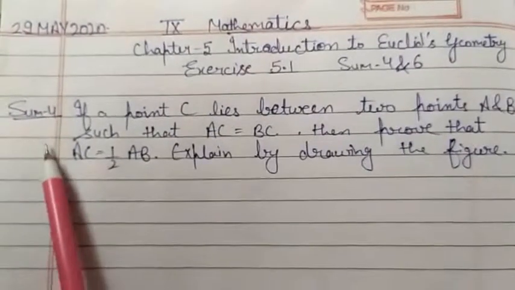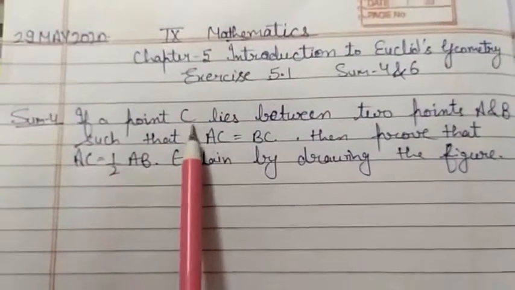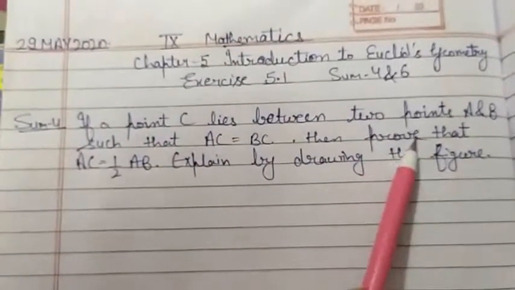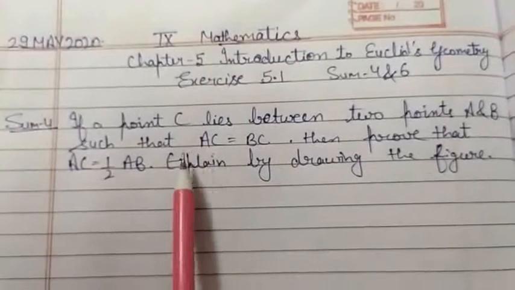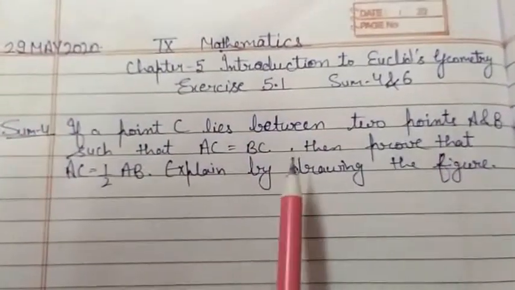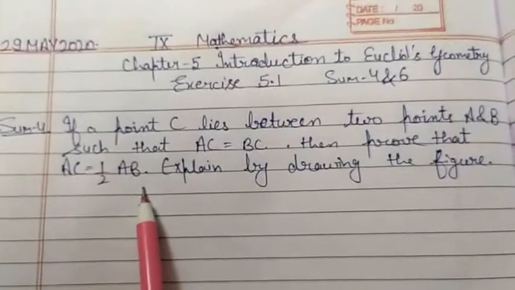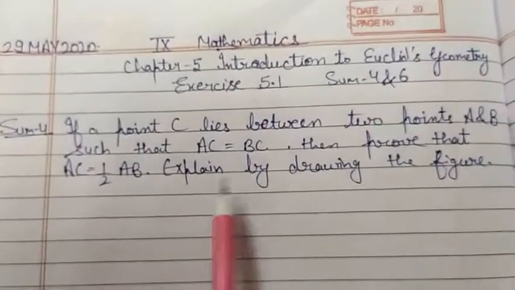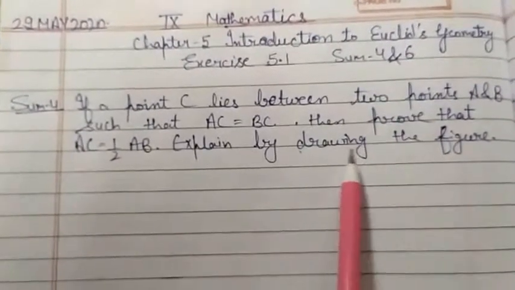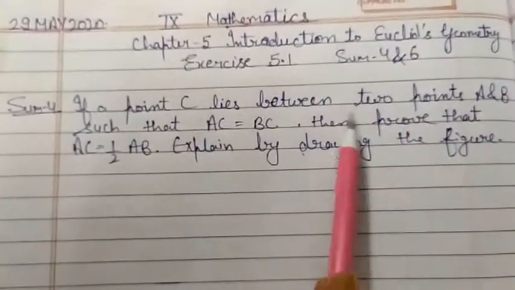Now see sum number 4. If a point C lies between 2 points A and B such that AC is equal to BC, then prove that AC is equal to half of AB and explain by drawing the figure. So firstly we draw the figure of the given statement.